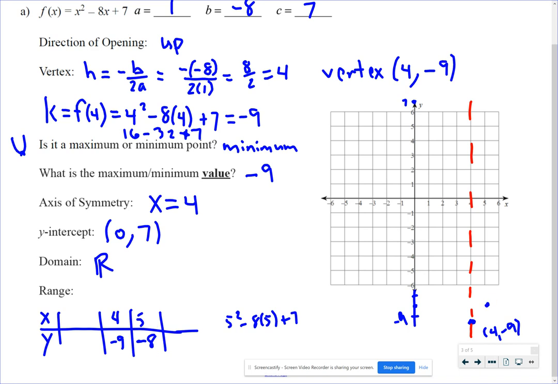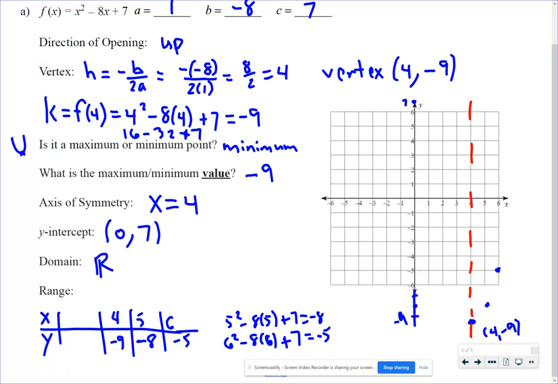Right down there. 6 squared is 36. 8 times 6 is 48. So we get 36, take away 48, plus 7. That one was -8. This one is now 36, take away 48 is -12, plus 7 is -5. And we're still down in the negatives, but at least we're now on the graph. Okay, we have 6, -5.